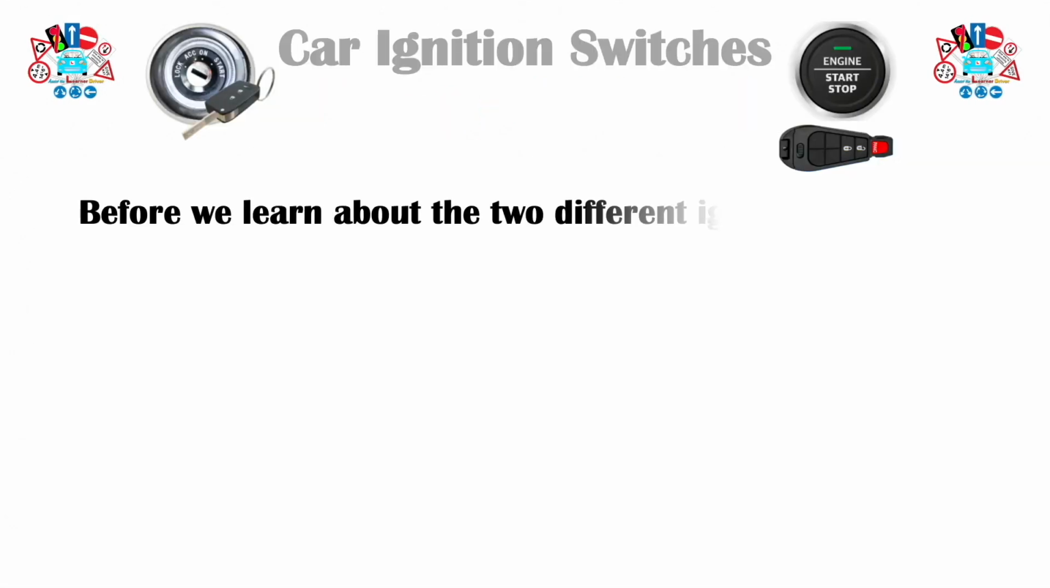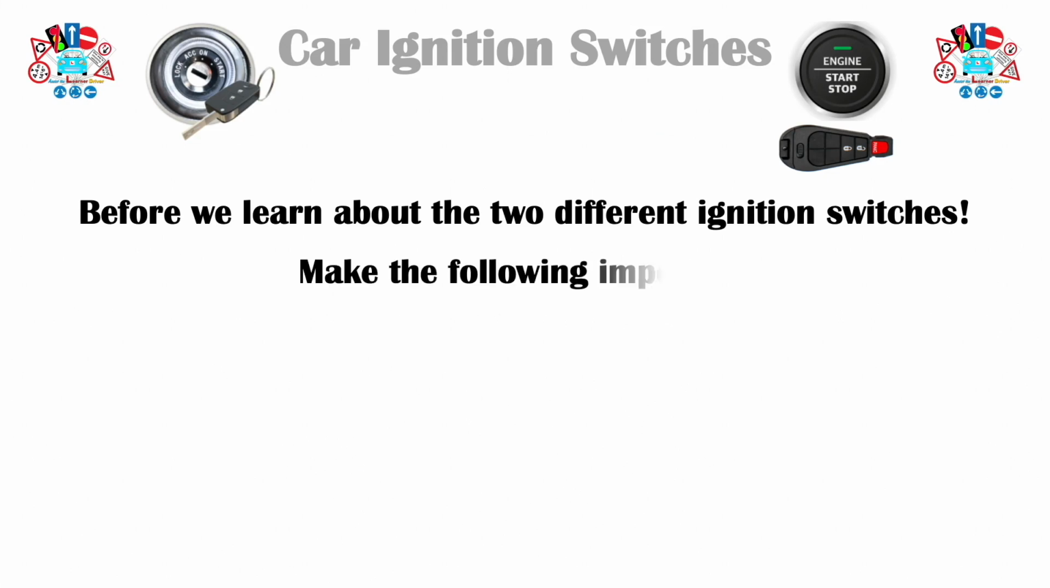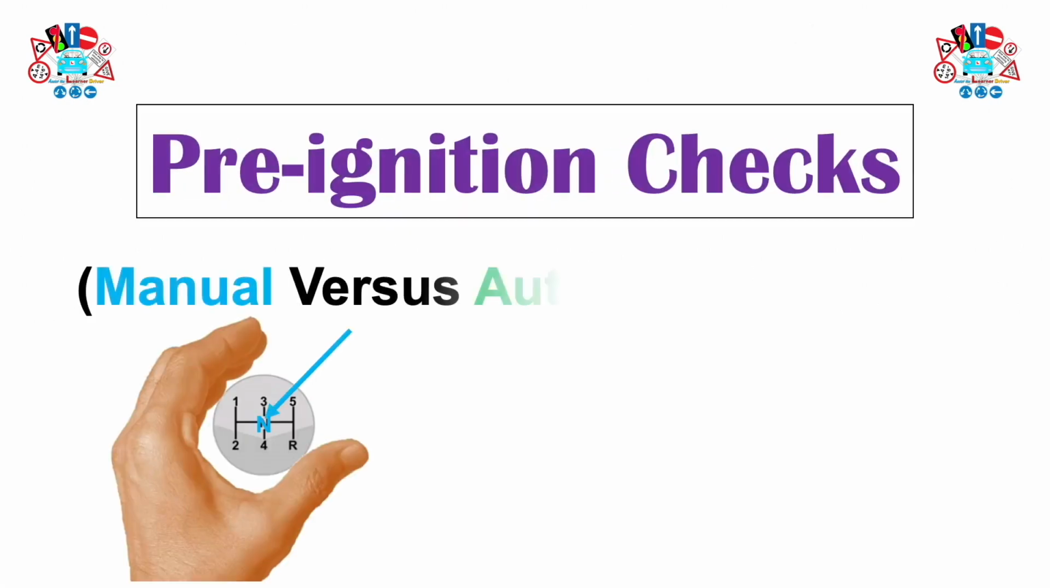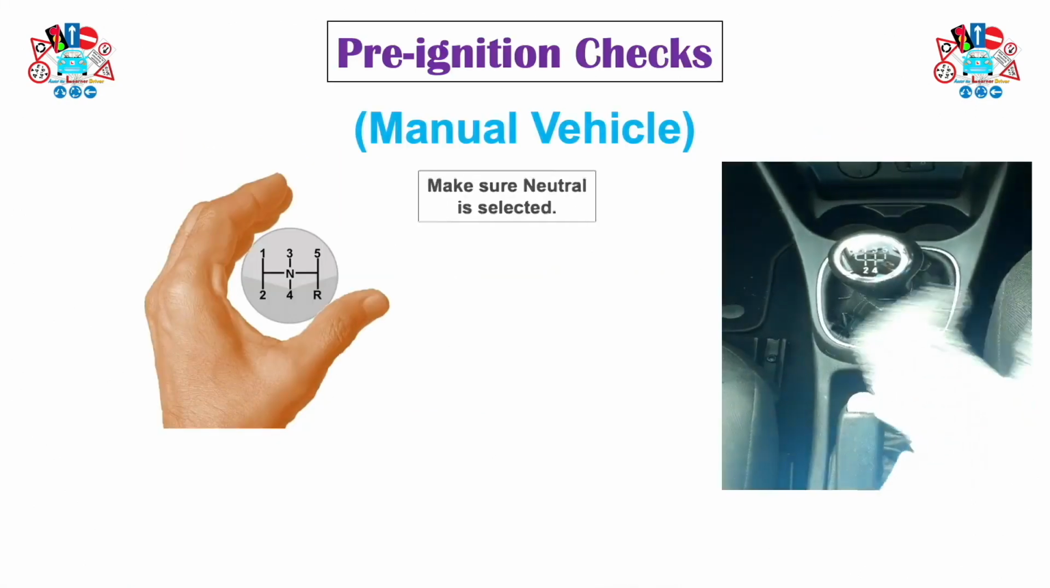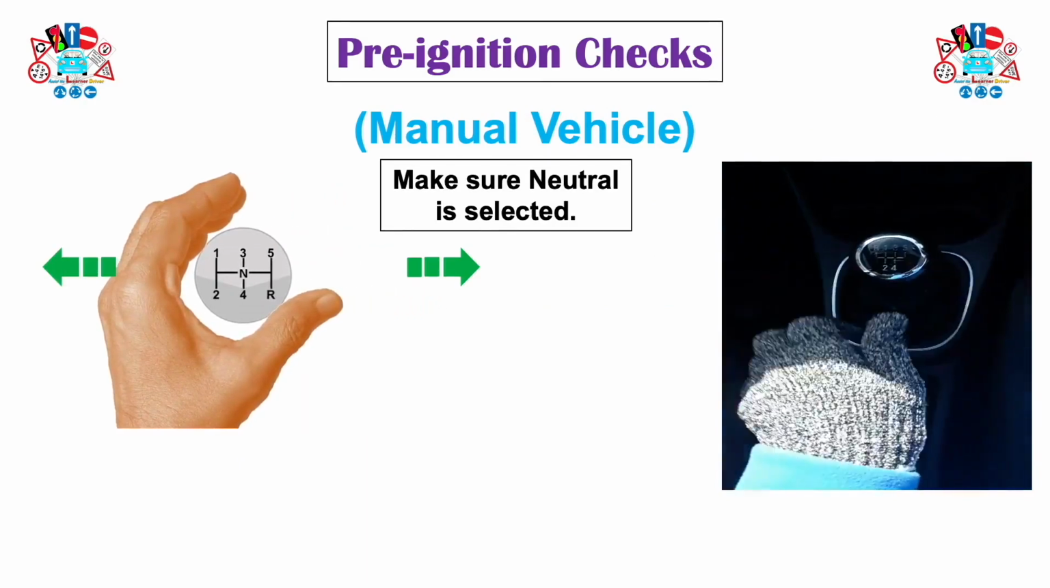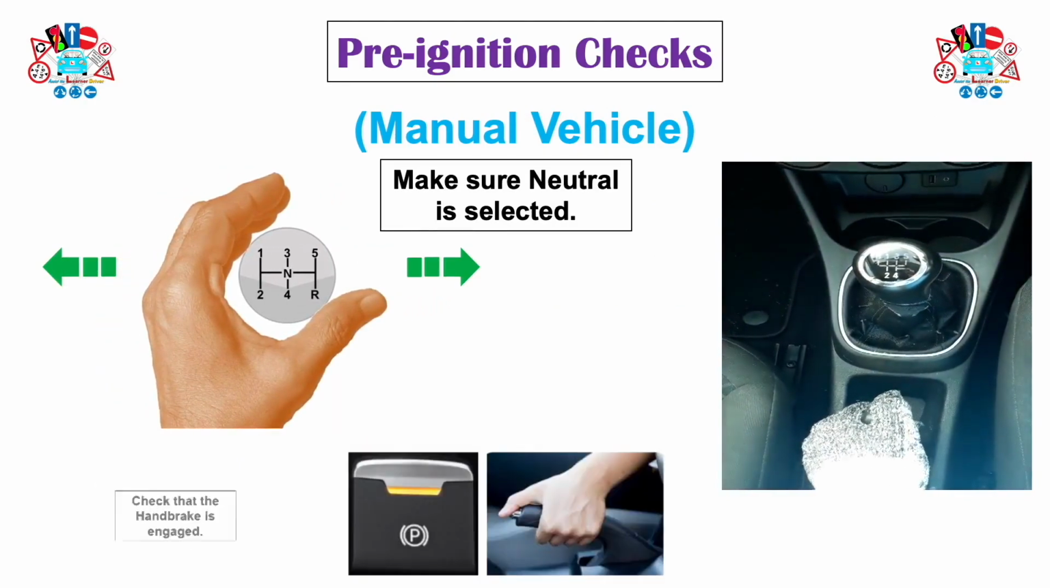Before we learn about the two different ignition switches, make the following important pre-ignition checks. Pre-ignition checks. Manual versus automatic vehicles. Manual vehicle. Before you start the engine, make sure it's in neutral, and check that the handbrake is engaged.